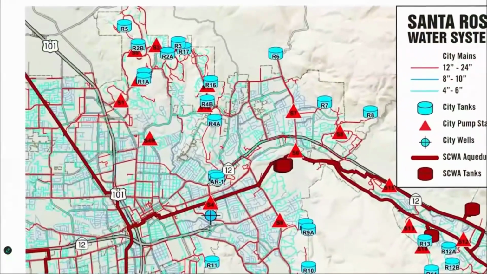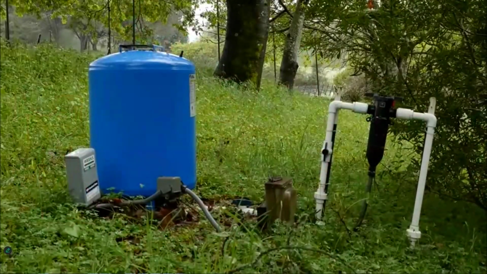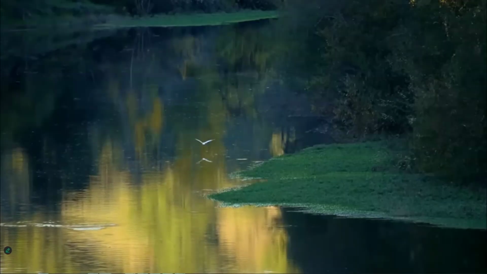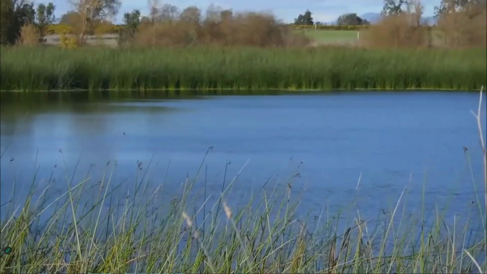Whether your water comes from city pipes or from a well, groundwater is a resource we all share. It is our responsibility to manage groundwater sustainably so that future generations will have access to safe.